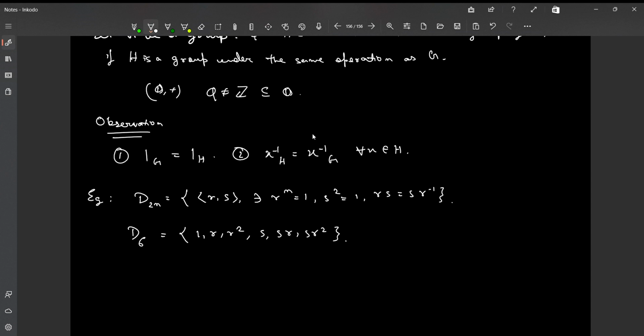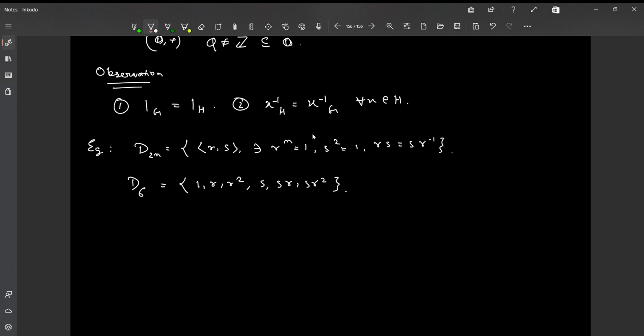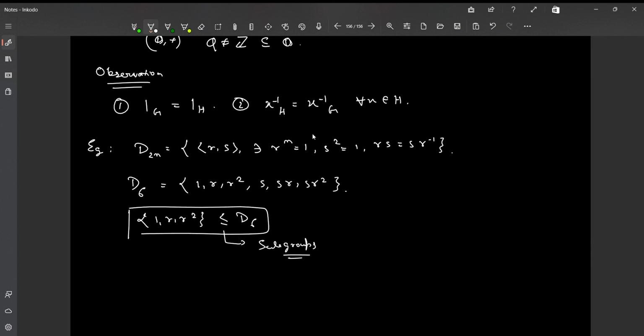Okay. So in D2n, or let me consider D6 only. If you consider the subset {1, r, r squared}, then you can obviously observe that this is a subgroup of D6. This will be the notation I will be using for subgroups. Okay, this forms a subgroup of D6. It's very easy to check that it forms a group structure.